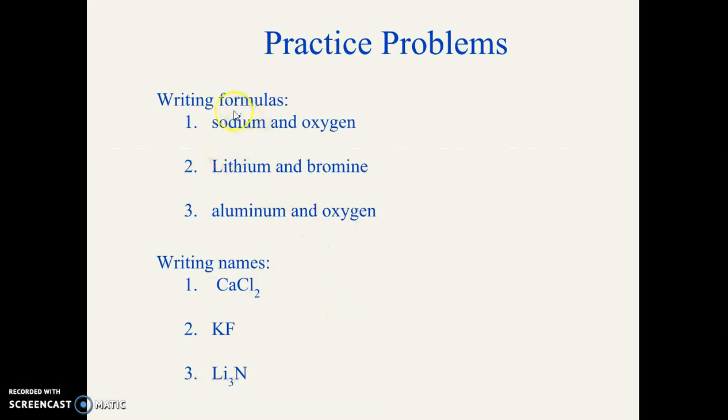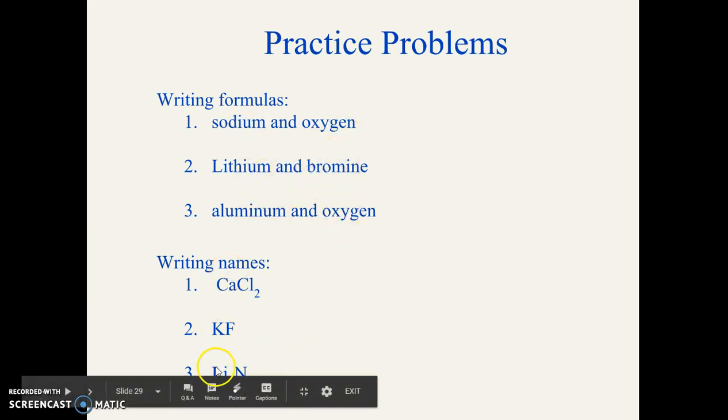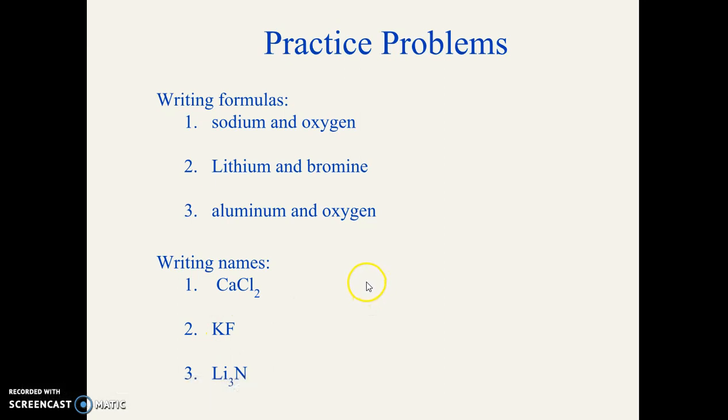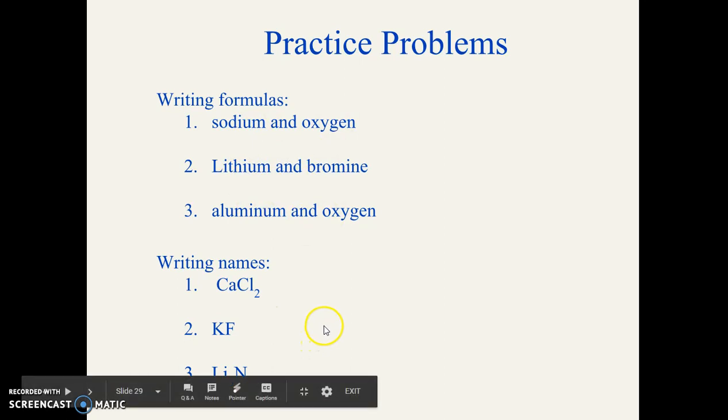So try to go through and write formulas for sodium and oxygen, lithium and bromine, aluminum and oxygen, as well as writing the names, and we're going to go through these examples in class together. I just want you to try it and see if you can do it. These are ones you know the charges for, so it makes it at least easier. So follow the formula rules and the naming rules and see if you can figure them out.